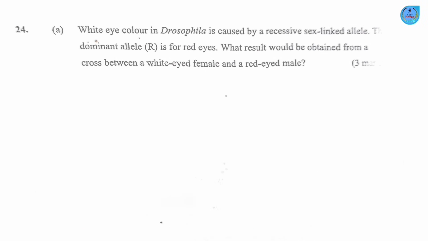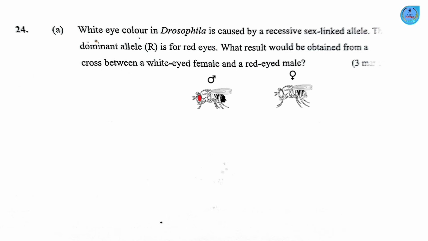Question number 24, part A. The white eye color in Drosophila, these are the fruit flies, is caused by a recessive sex-linked allele. Let's pause there. We have been provided with two bits of important information. Number one is that the allele that is responsible for white eye color is sex-linked, meaning that it's present in the sex chromosomes.